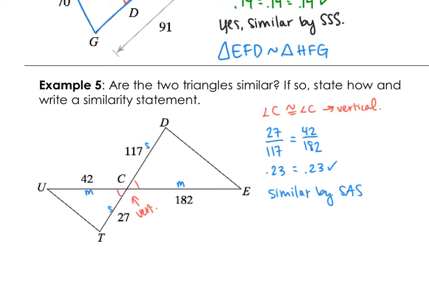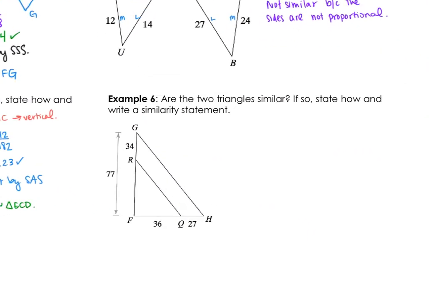Now we can go ahead and write our triangle similarity statement. So I'm going to start with, let's say, UCT. So I went from U to C to T. So the way you can think about it is I moved along the medium side. So the corresponding angle to U is going to be E. So I'm going to do the same thing. I'm going to move along the medium side. So it's going to be ECD. And we're done.